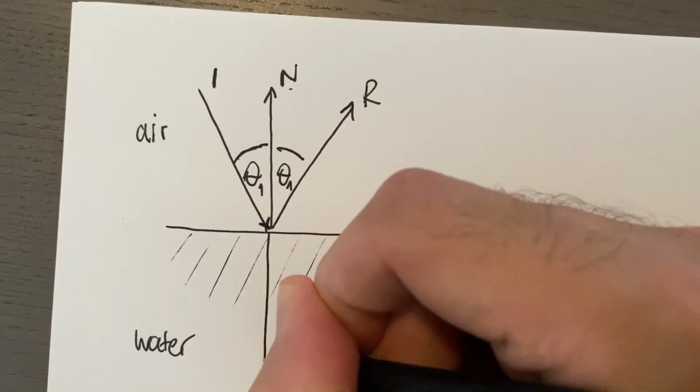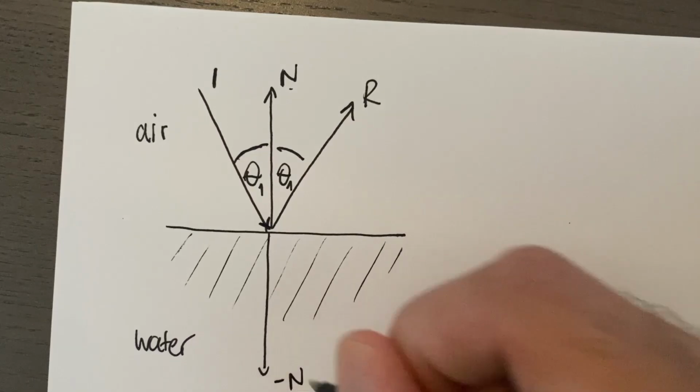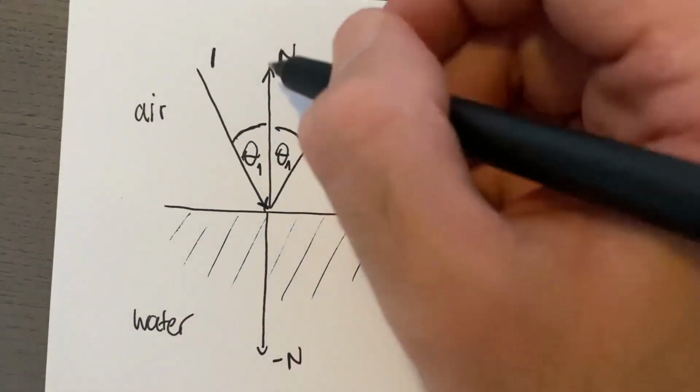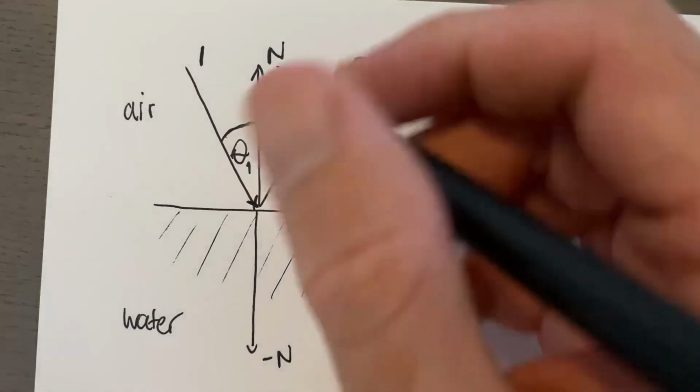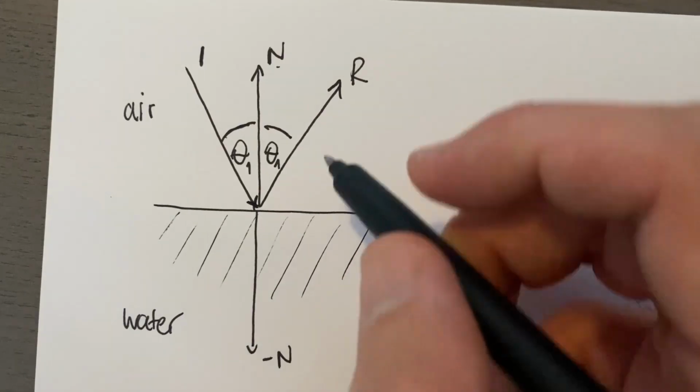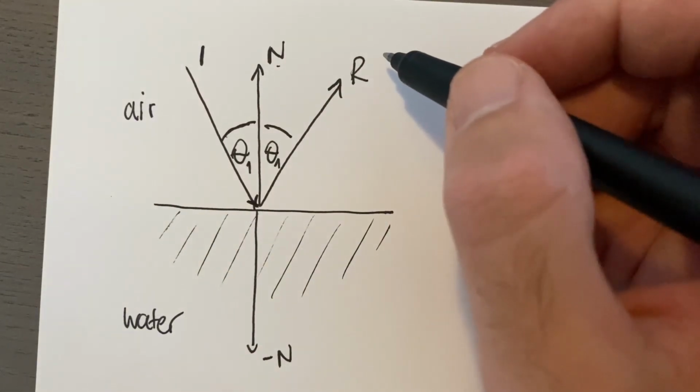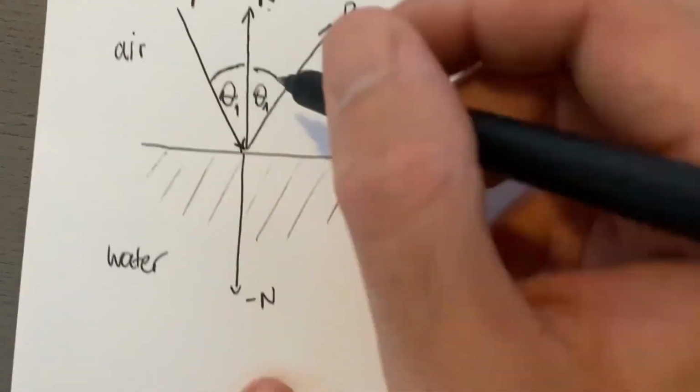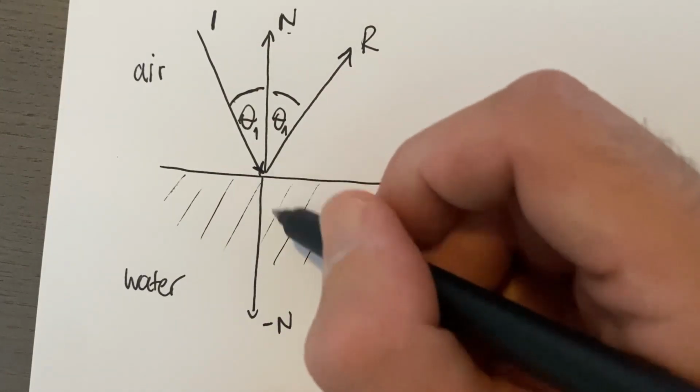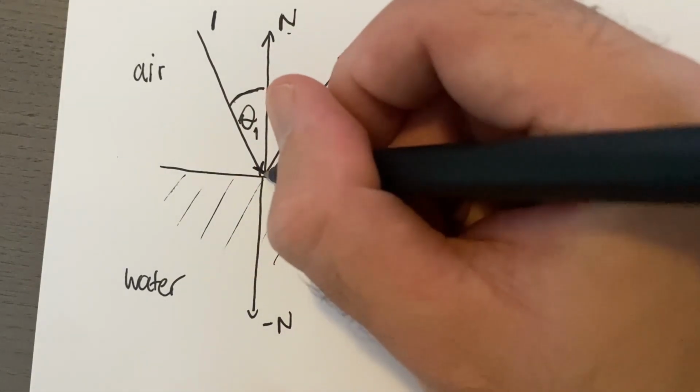So if you do this, this is the normal in the opposite direction. What happens with a refraction is that instead of the light going the opposite or bouncing back completely, some light actually goes through it and bends a bit.